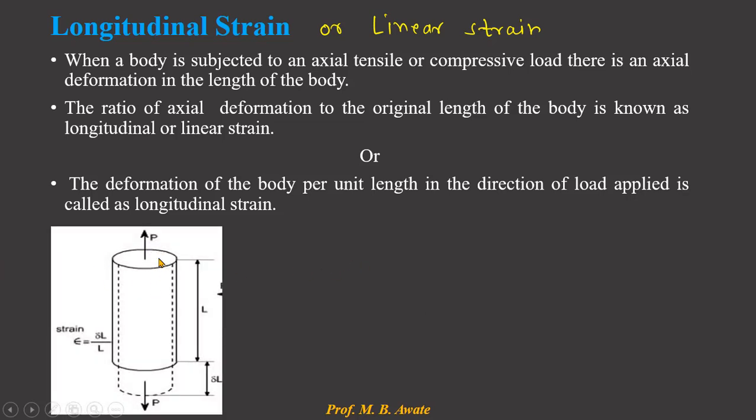See here in this figure, you can see there is a circular rod which has been subjected to a tensile force P, which is acting along the axis of this particular rod. L is the length of the body, and due to application of a tensile force, the length of the body has been increased by an amount delta L. Here we have considered deformation only on one side of the body. The ratio of this deformation per unit length is nothing but strain.